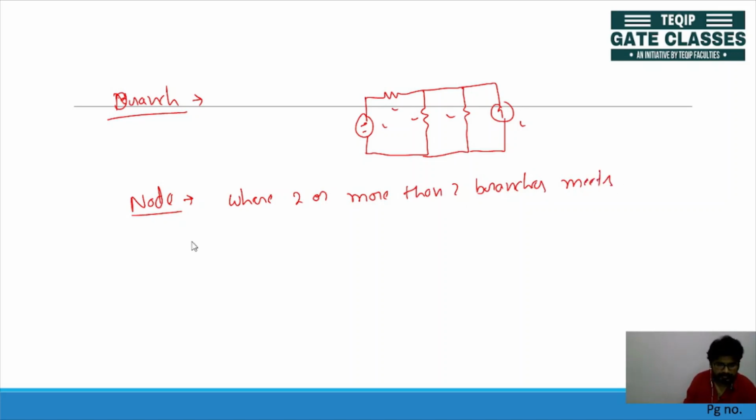Okay, and what is a loop? Very simple, it's a closed path. We start at a particular node, go through all other nodes and come back to the same node without repeating any node. Okay, so let's come to the series and parallel combination, series and parallel circuit.